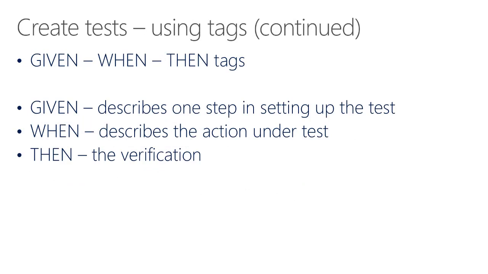Then the tests themselves, also using tags, the easiest way is to just script them in a given, when, then format. The given part describes the one step in setting up the test. The when describes the action under test, and then the then section is the verification. So given a certain situation, when something happens, then something else is the result of that test. And so this is where you program that test scenario in those three sections.